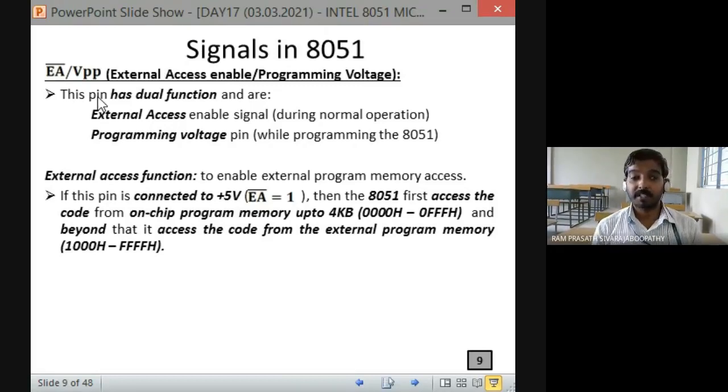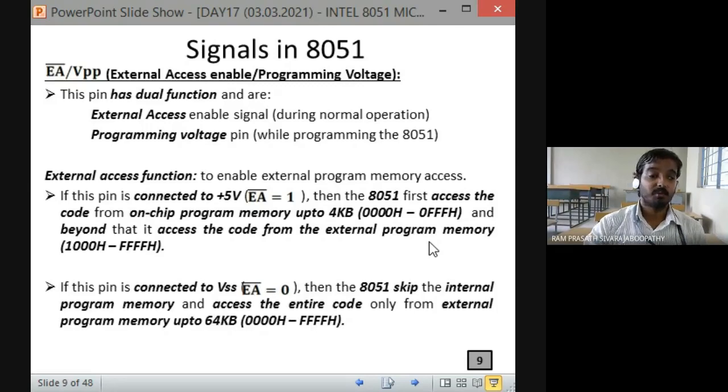Fine. If my program space finishes within 4 KB, we can go for on-chip program memory alone. Otherwise, automatically it gets the program from external memory beyond 4 KB. Is it clear to everyone? Is it clear or not? Yes. If this pin, EA bar, is connected to ground, then 8051 skips the internal program memory. It won't consider the internal program memory. The whole program must be present in the external memory only. Is it clear to everyone?